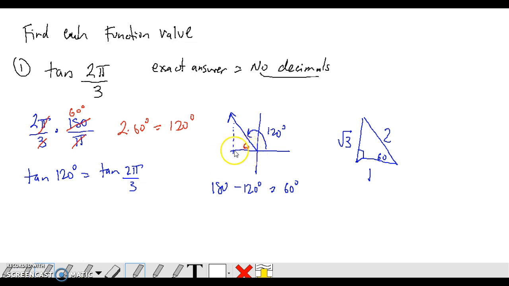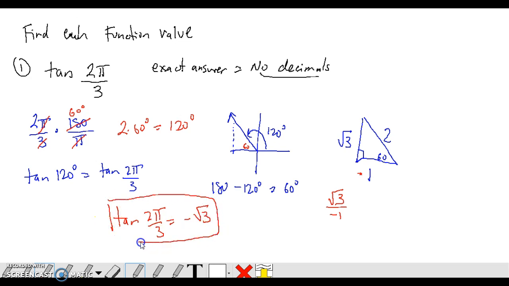So notice that my x would be negative, so technically there'll be a negative right there. So tangent is opposite over adjacent, so I'm going to take root 3 over negative 1. So I'm going to cancel away the denominator of negative 1, and just move that root 3. So my answer is that tangent of 2 pi over 3 is equal to negative root 3. So that is how we're going to solve that.